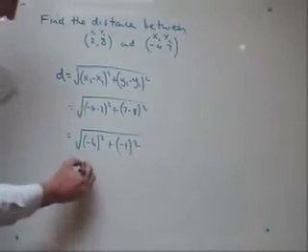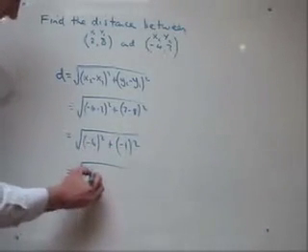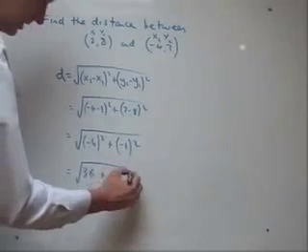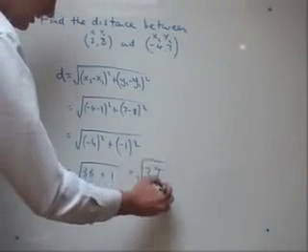So we get negative 6 squared is 36. Negative 1 squared is 1. So we get the answer as root 37.